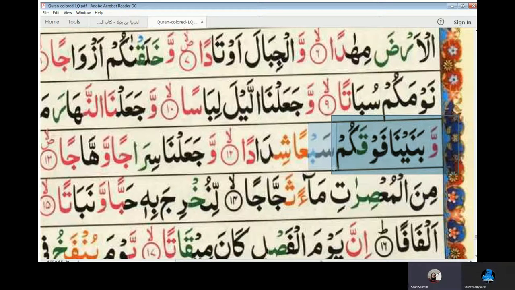Seen fata, ba sukun, sab. Ain tanween an. Sab'an. وَبَنَيْنَا فَوْقَكُمْ سَبْعًا.